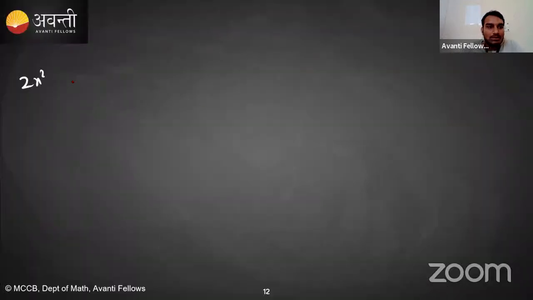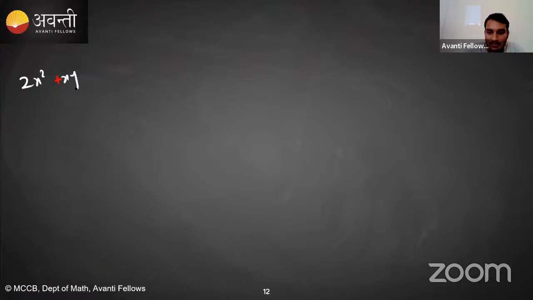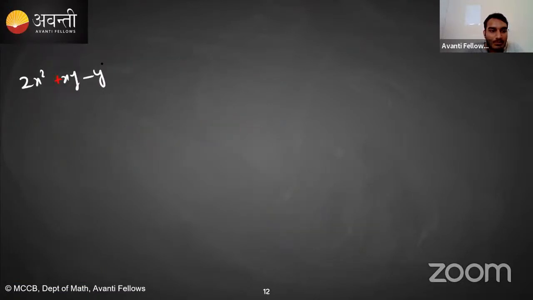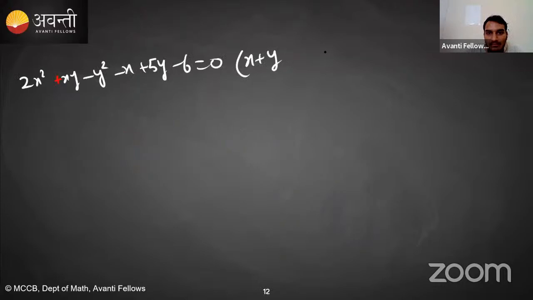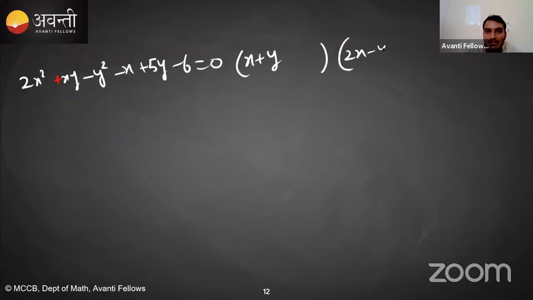So 2x square plus xy minus y square minus x plus 5y minus 6 is equal to 0. Okay, so this can be written as (x plus y) into (2x minus y).